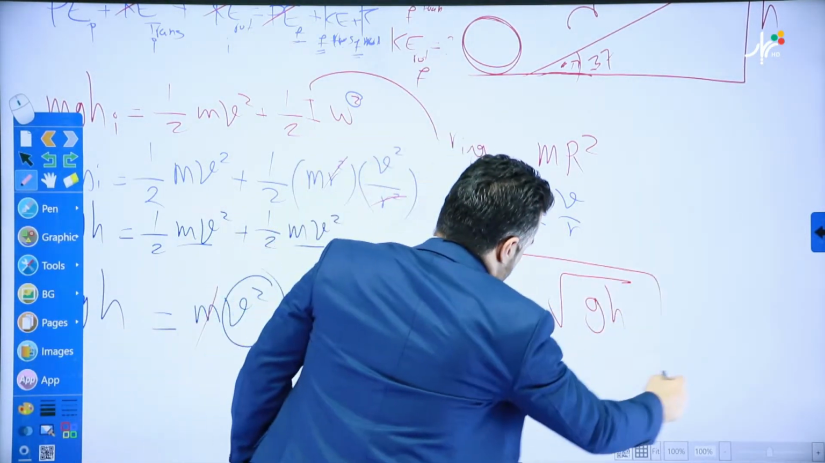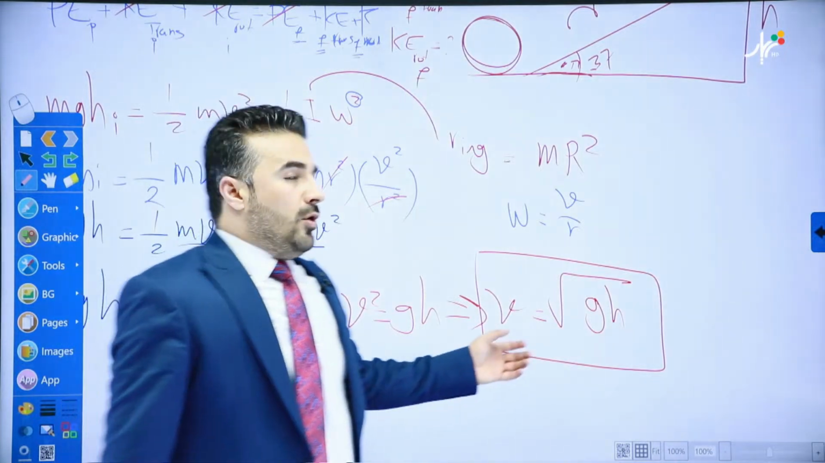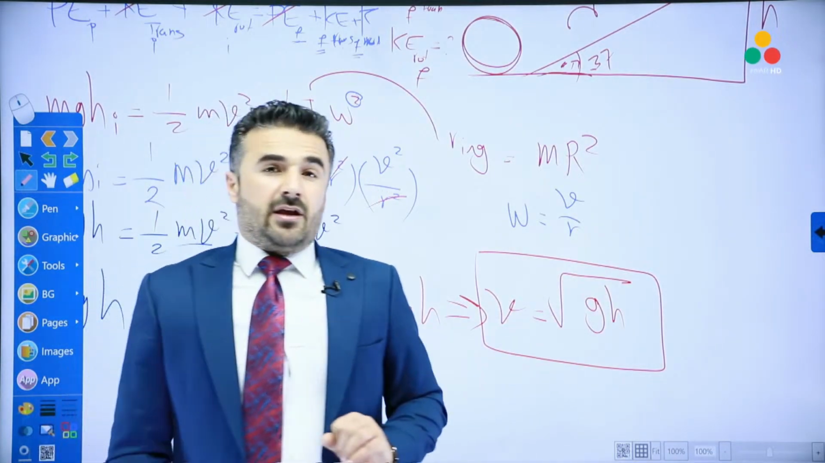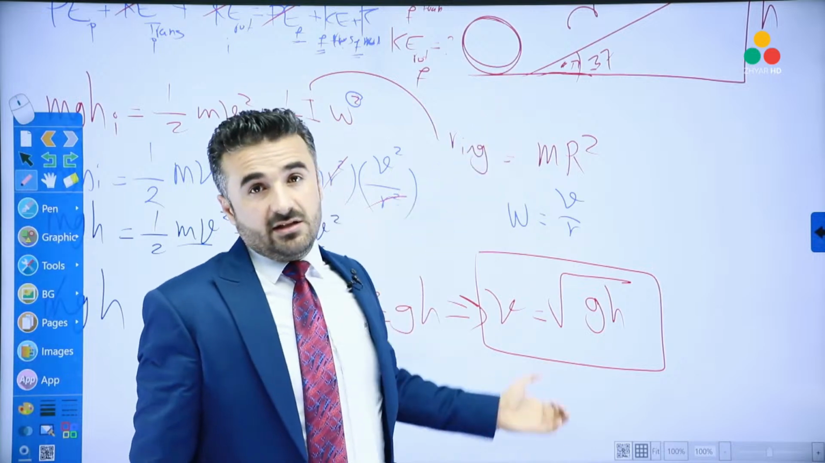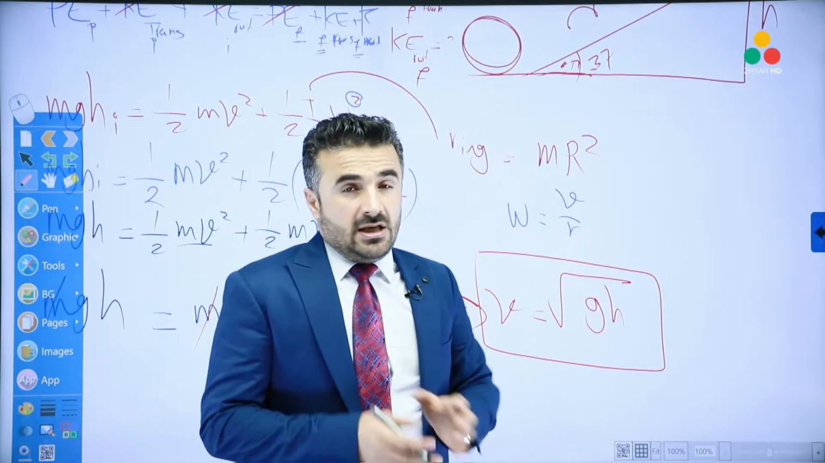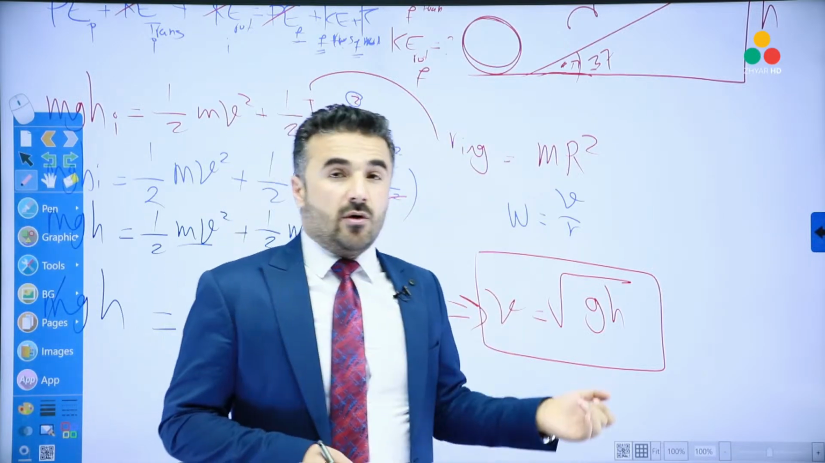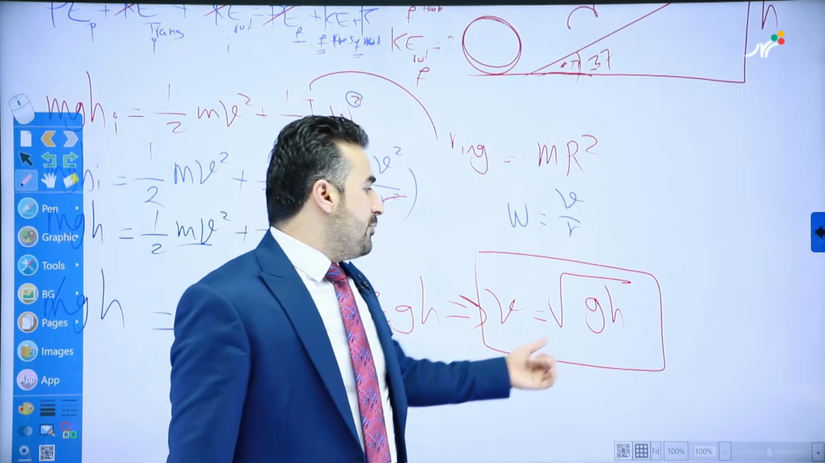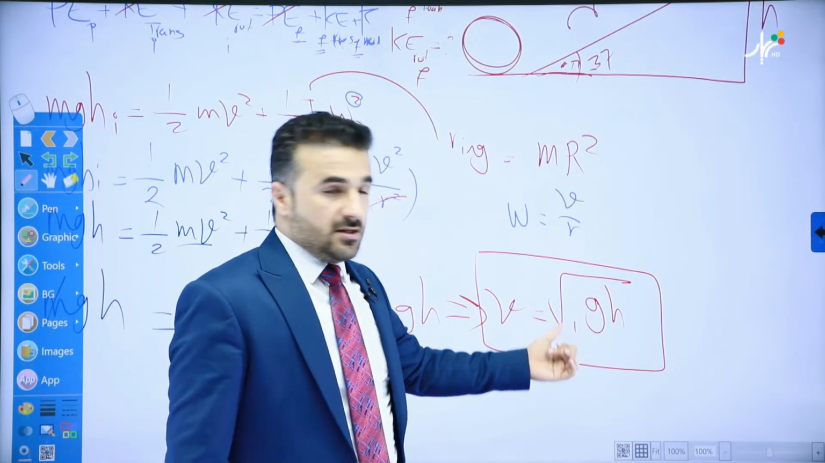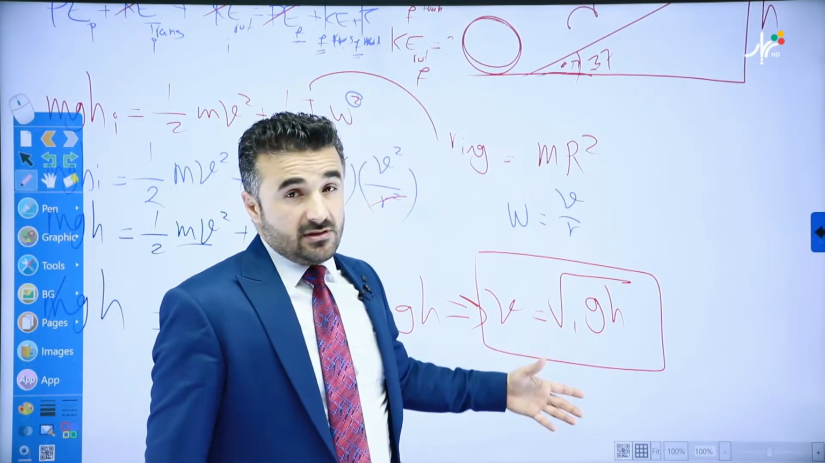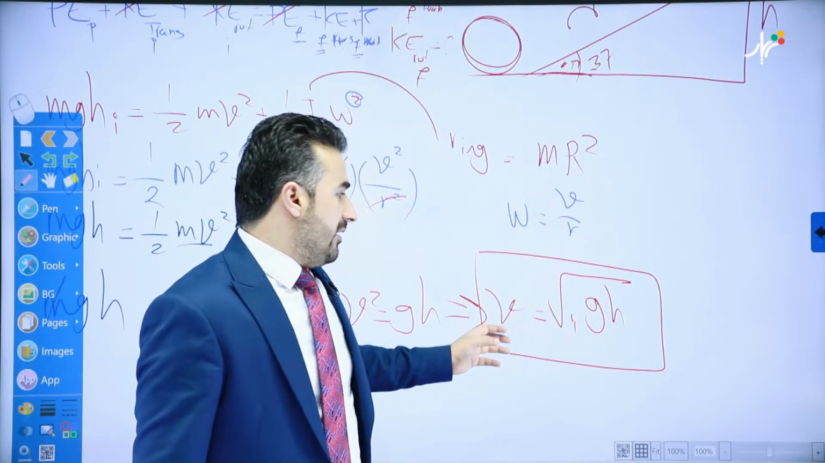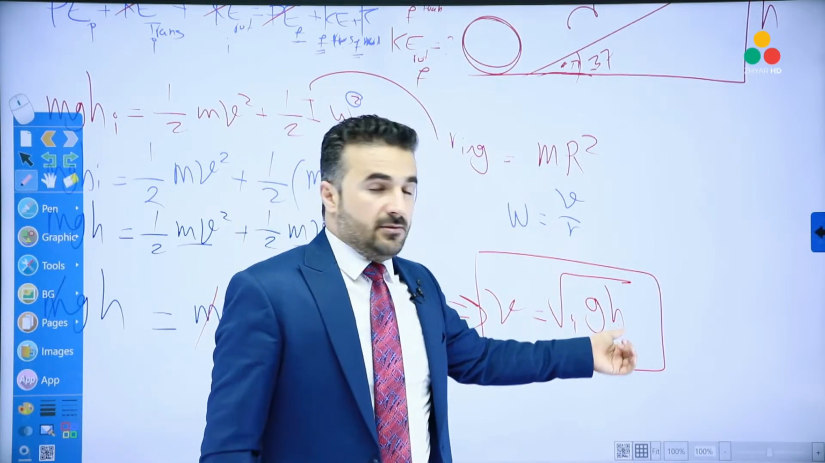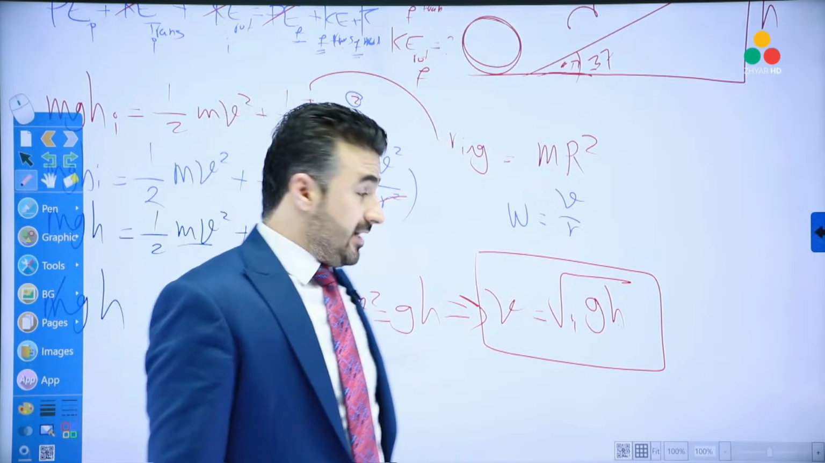So based on this, take a look here. If the object is rolling, what does the speed of the object at the bottom of the incline depend on? Remember, in this case, the object is rolling. So of course, it depends on the shape of the object, because a different moment of inertia would have a different factor here. And of course, it depends on the height as well.